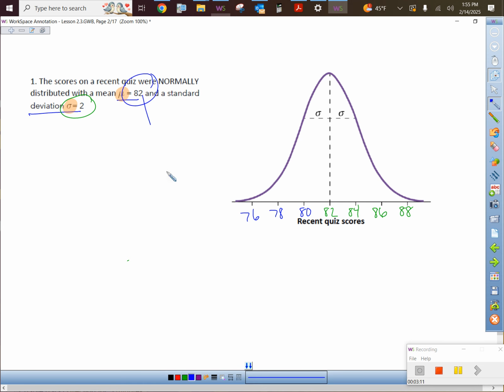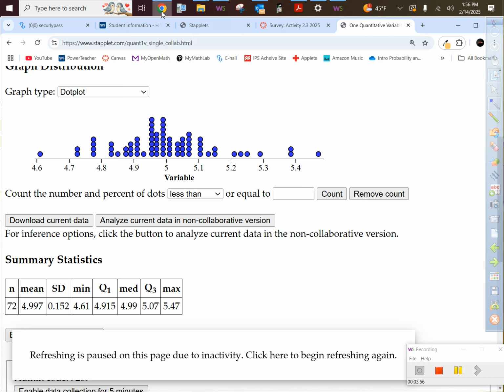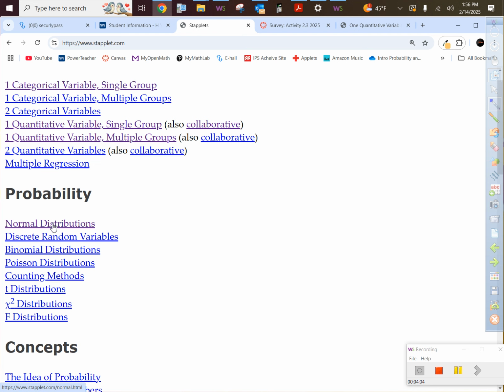To fill out the scale on this, we have to put the mean in the middle. So you're cool with 6.84 going right there. And then we'd have to add 1.55 to right here. I could do that in a calculator if I wanted to, but there is an easier way to do it on the applets. If we go to the applets right here, you'll see we are going to go to this link called normal distributions. Anytime we're dealing with a normal curve, this thing's going to save our lives.